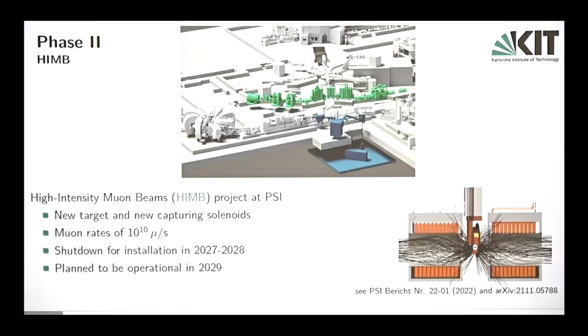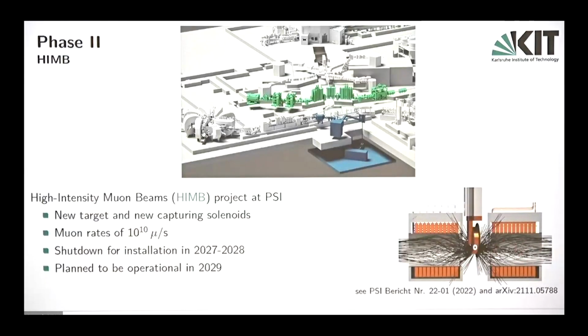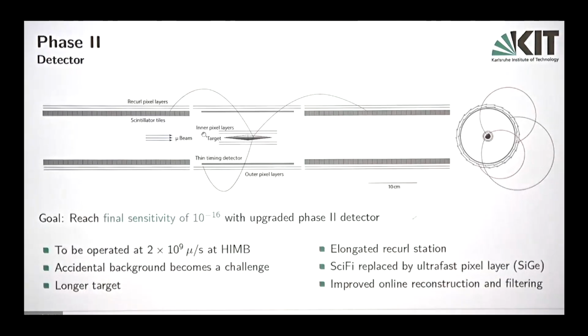Just very quick on phase 2, there will be HIMB at PSI. So they will be replacing the target for the production. They will have a better capturing solenoid, and they will provide 10 to the 10 muons per second. This is a bit too much for Mu3e. We want to run at 2 times 10 to the 9 in phase 2. We are currently planning to have a longer detector, so better acceptance. But our biggest issue will be, as in the other experiments, accidental backgrounds.